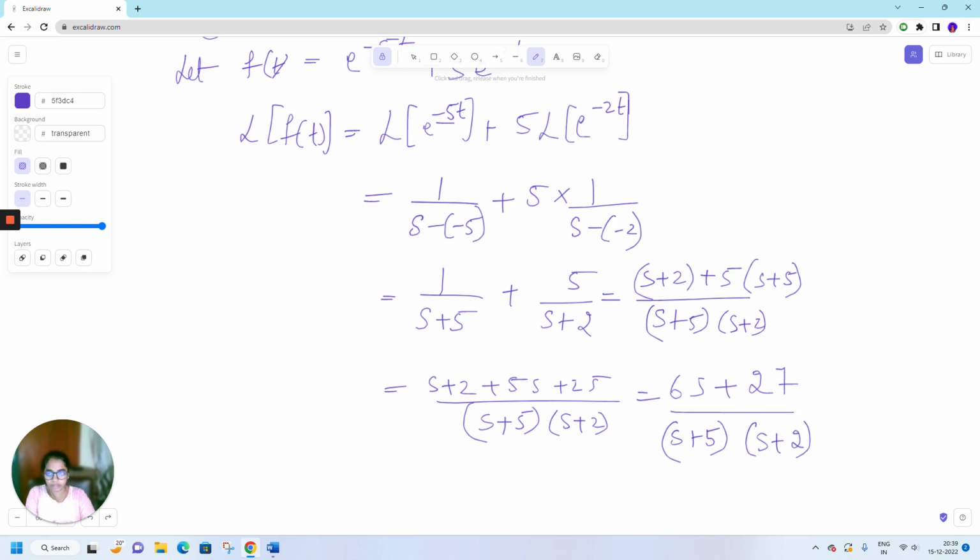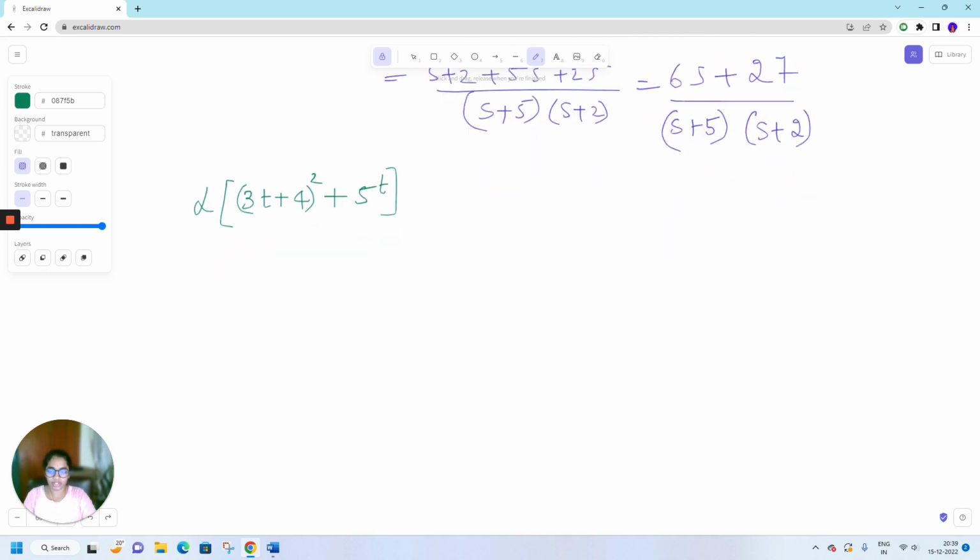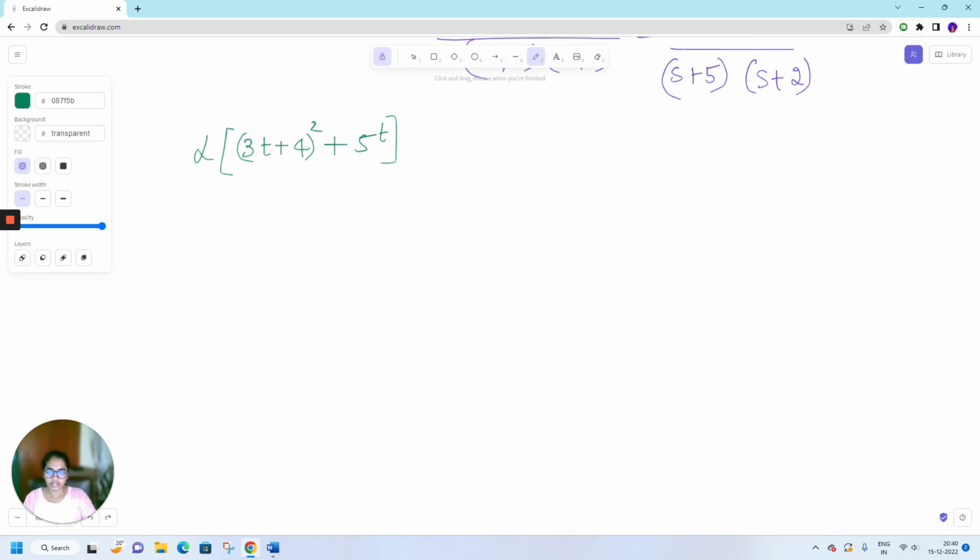Okay, now moving on, let me take another problem. Yes, let us find the Laplace of 3t plus 4 whole square plus 5 to the power t. Okay, so now tell me, how do we solve this? We cannot apply Laplace to the square, right? We cannot apply it to this square. So let me simplify the question.